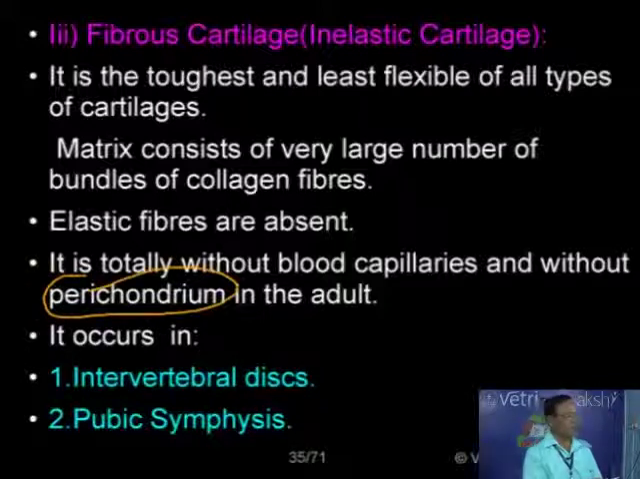But you have the perichondrium only in the embryonic condition, or just during development. Once the adult stage is reached, the perichondrium is completely absent. Already we have no blood vessels. This is an additional character. And where do you have this type of cartilage?